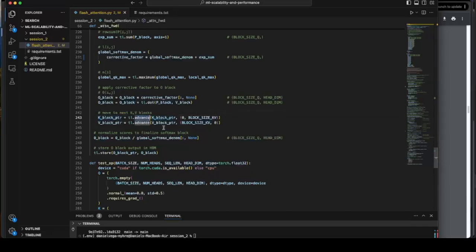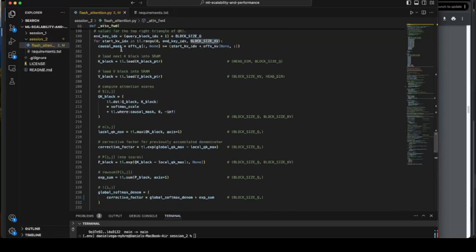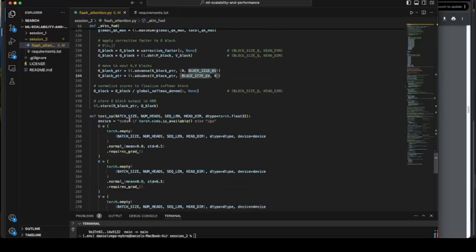And so we will just use this Triton function here, which advances the block pointers. If you just remember the dimensions here, for K block, this is head dimension by our K block size. So we iterate along the sequence dimension by block size KV. And then for V, this is not transposed with respect to Q, so this is our sequence dimension. We iterate by block size KV along the sequence dimension. And then we go back up here and we do the whole thing over again for the next block, and the next block, and the next block, right?